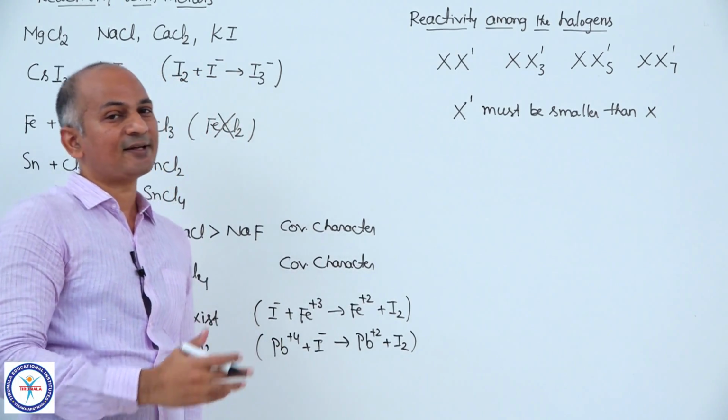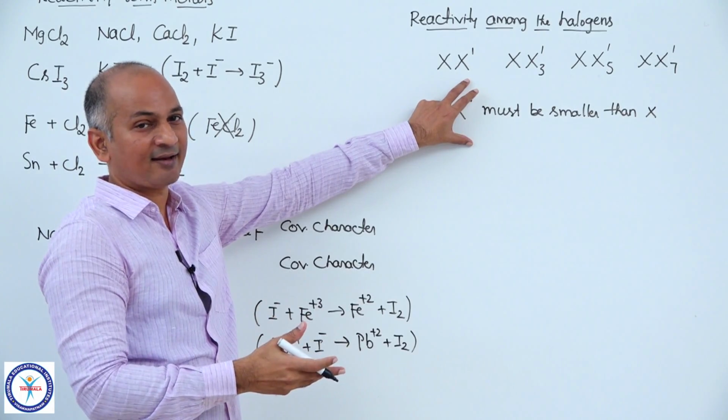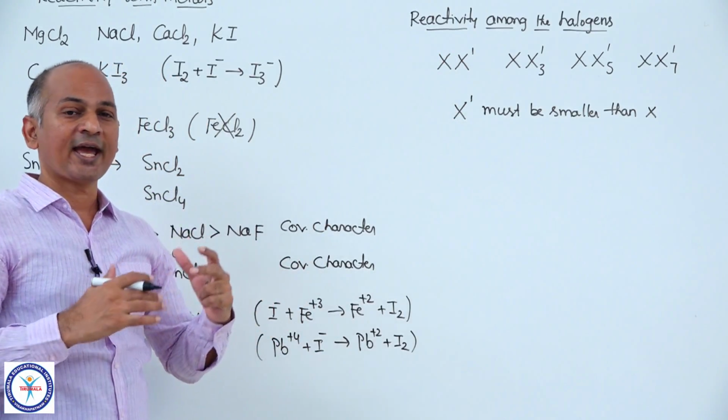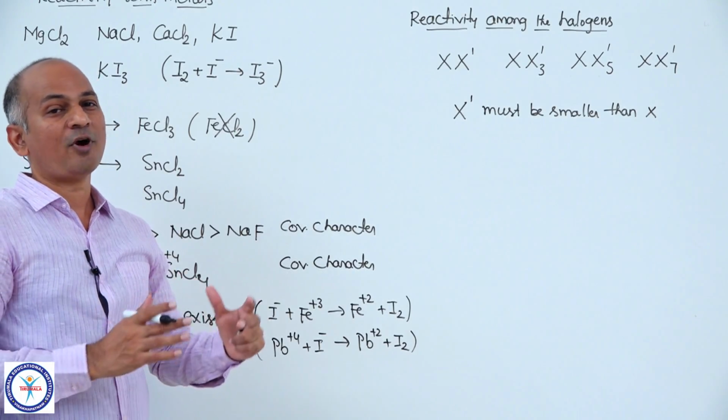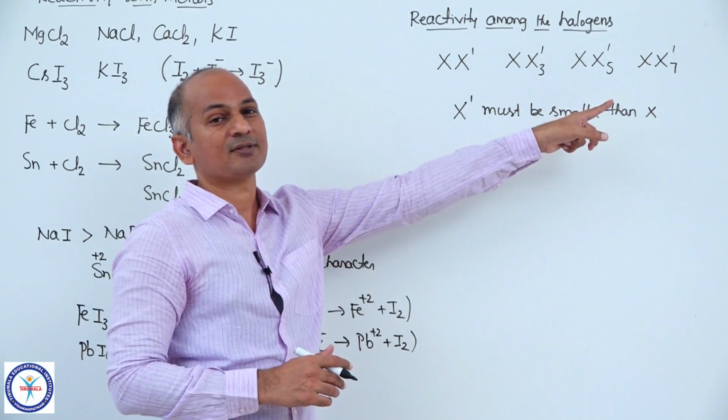Further details of these interhalogen compounds I will discuss later. But halogens react with other halogens to form interhalogen compounds, and interhalogen compounds are of these 4 types.